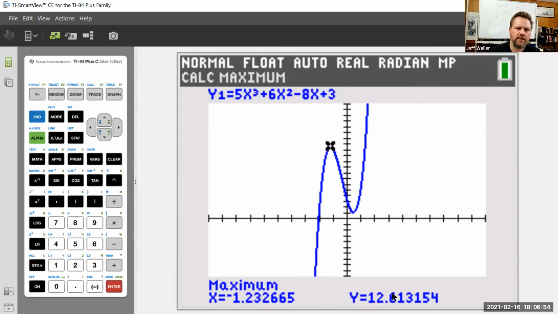So when you're telling me the intervals where it's increasing, decreasing, it's going to be all about the X. So from negative infinity to negative 1.23 roughly, that's where it's increasing first. And then it starts to decrease. And if you can figure out the minimum, how do you do that? The same way we just figured out the maximum, except now you pick minimum. It's going to ask you for the left bound, right bound.